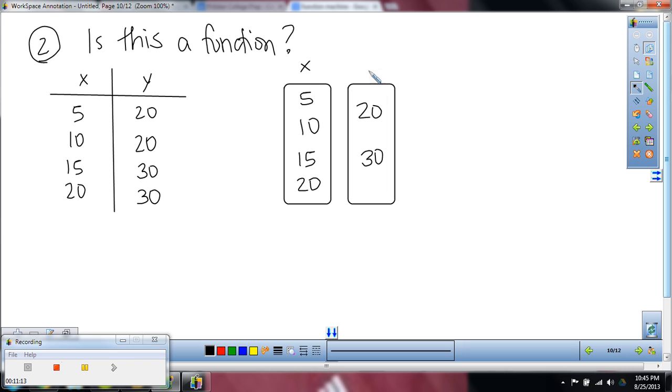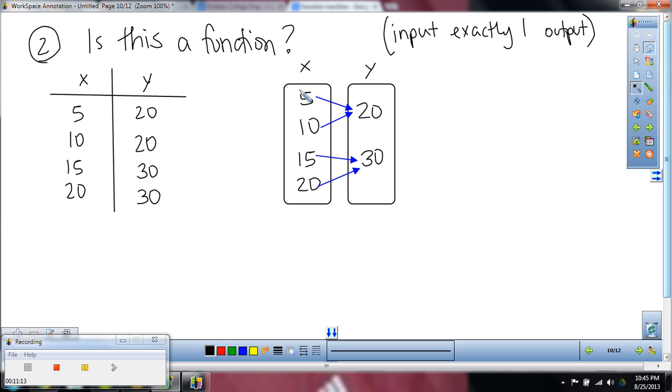And so we want to match our x and our y's according to our table. So again, I know that 5 needs to match up with 20, 10 needs to match up with 20, 15 needs to match up with 30, and 20 needs to match up with 30. So we've drawn our mapping diagram, and now we need to analyze this and make sense of it. Again, think back. What does function mean? That the input has exactly one output. Alright, so we gotta keep that in the back of our mind.